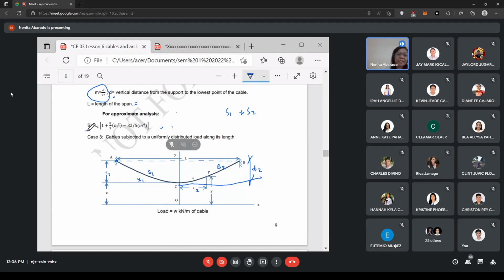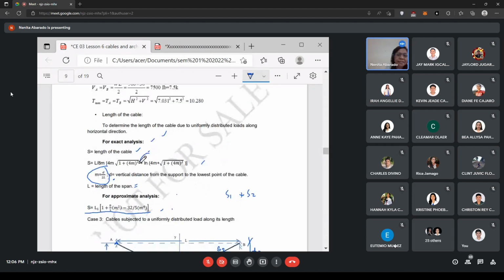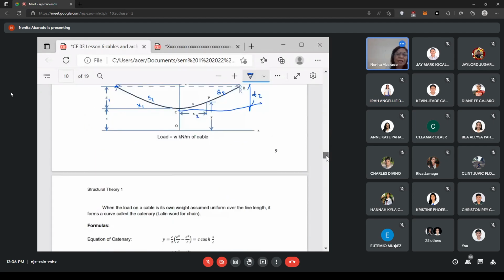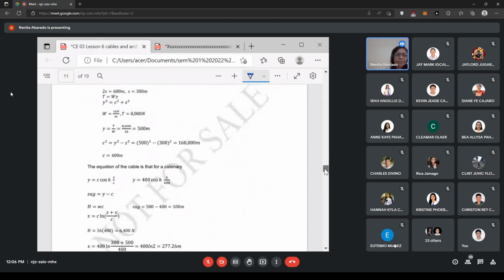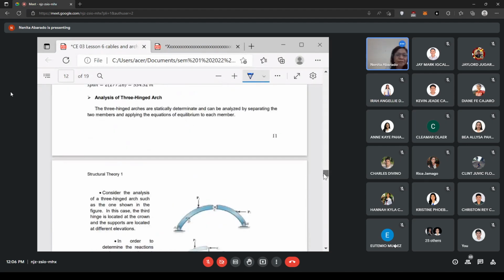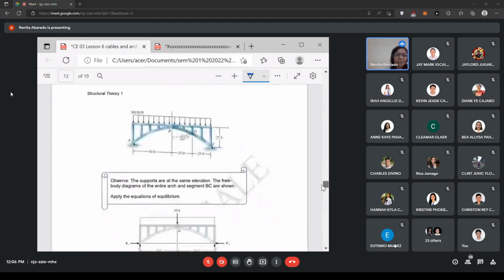You can see na natay mga dire, no? So, gagamit tayo ng ln. This is also a trigonometric function which is already in your calculator. So, there are also examples here in getting the length, no? Yung length of the cable. Then, we have also the arches.